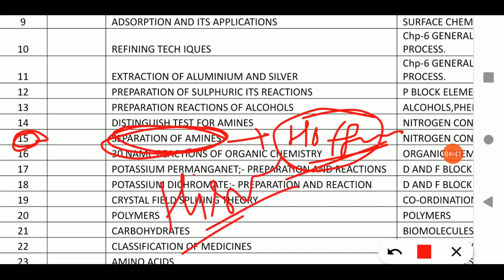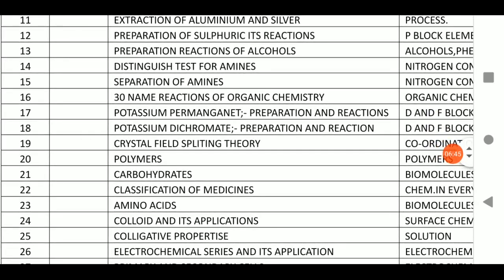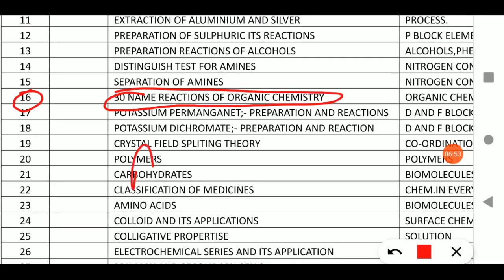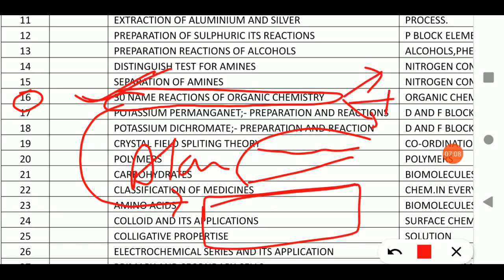very important, student. Now roll number 16, again very lucky because he or she is getting 30 name reactions of organic chemistry. Alcohol, phenol, ether, aldehyde, ketone. Just go to the back side of the book, then you will get name reactions. Very easy to prepare this project, and 100% definitely you will get 2 to 3 marks in your examination.